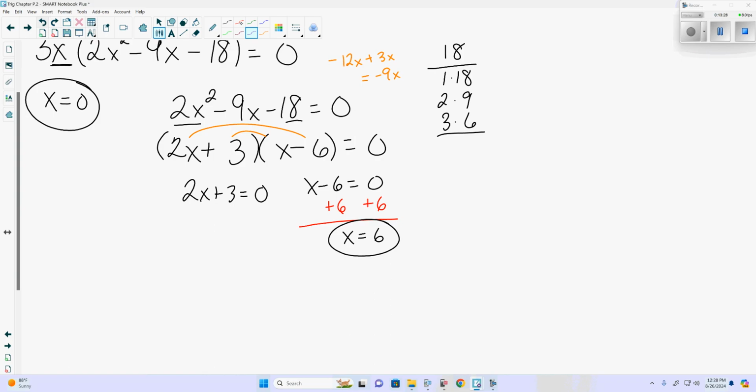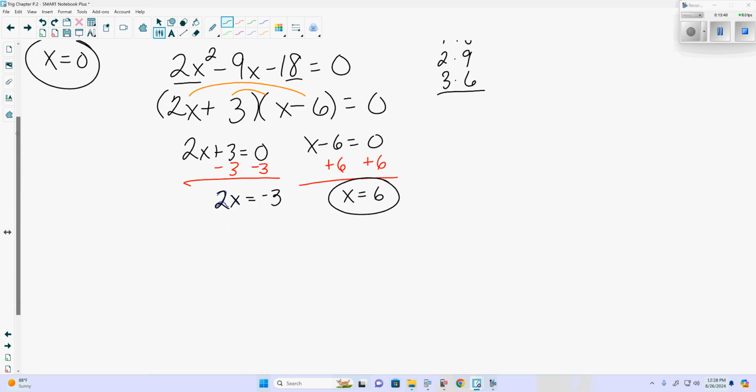Now, the other one, first thing we would need to do is subtract 3, telling us 2x is equal to negative 3. And then we would divide by 2, telling us x is negative 3 halves. So our solutions for this here are 0, negative 3 halves, and 6.